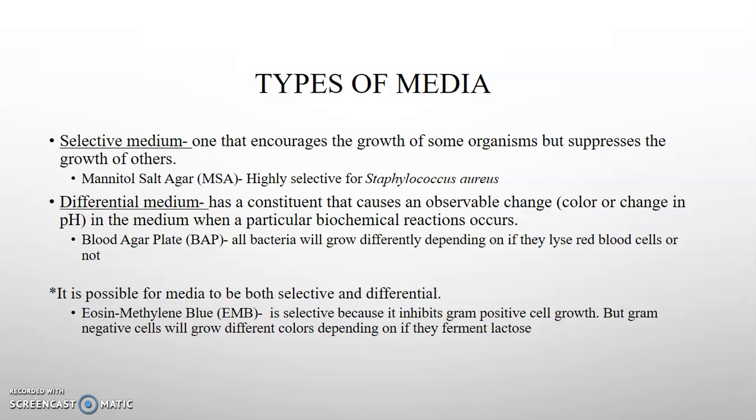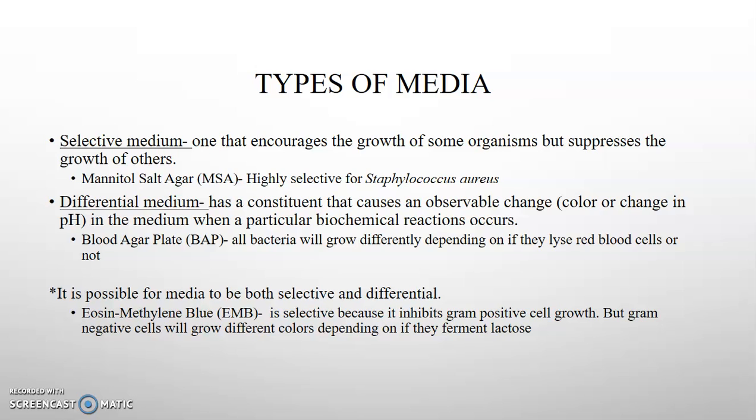So a really good example of that is the eosin methylene blue, or EMB, agar that we commonly use. This plate is selective and differential. It's selective because it only allows gram-negative bacteria to grow. Gram-positive bacteria are inhibited from growing. So only gram-negative bacteria grow.